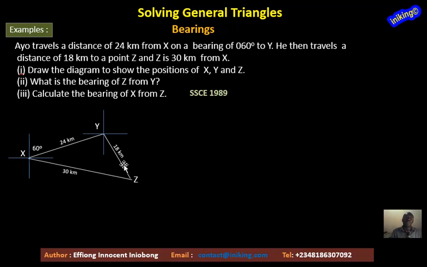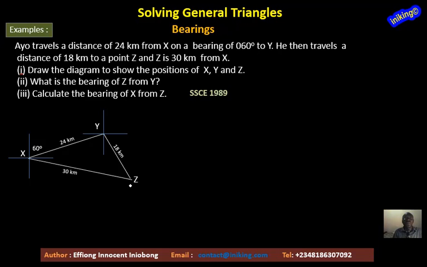So that's the position of X, Y, and Z. Y is 24 kilometers from X on a bearing of 60 degrees. We have not been given any other bearing. But we are told that Z is 18 kilometers from Y, and Z is also 30 kilometers from X. That gives us the diagram. So we have taken care of question 1, or the first part of the question.